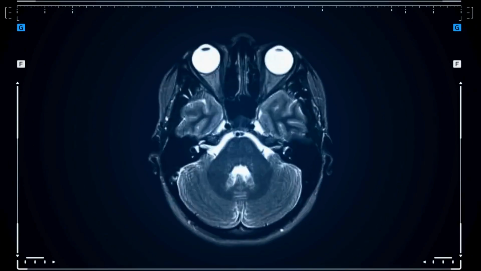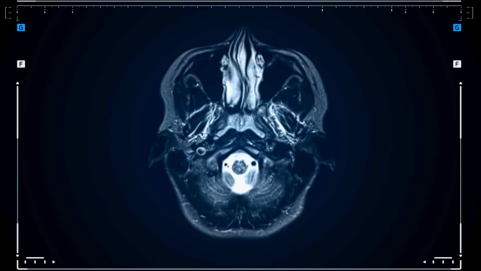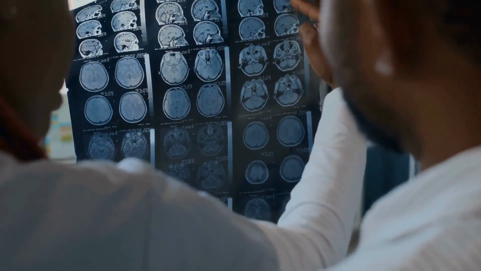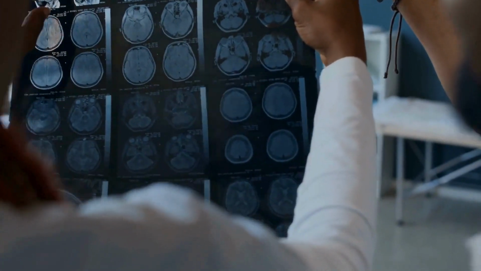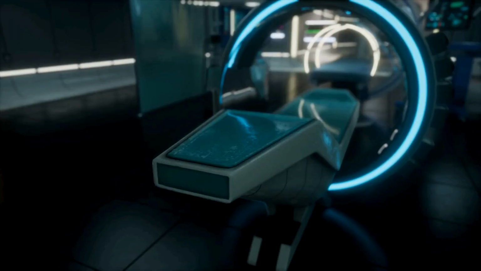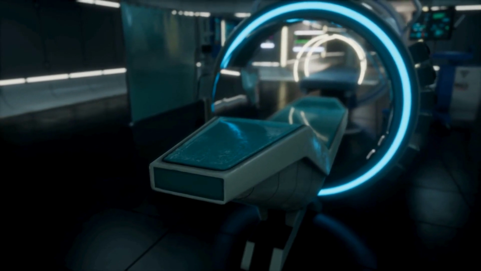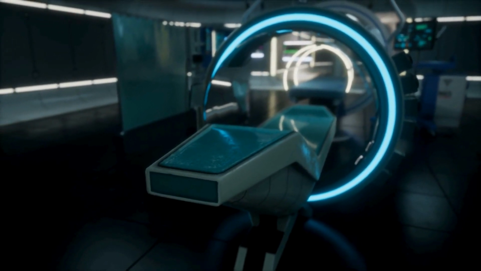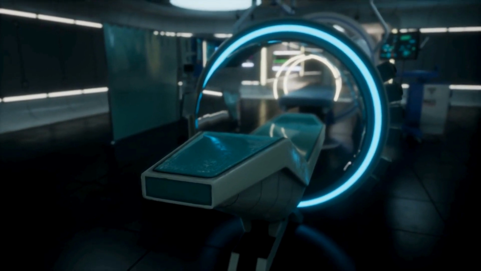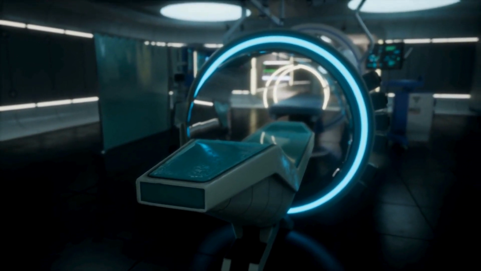MRI is also exceptionally safe because it doesn't use ionizing radiation, unlike X-rays or CT scans. That means it can be used even in children, pregnant women in special cases, and people who need frequent checkups. Of course, MRI isn't perfect.